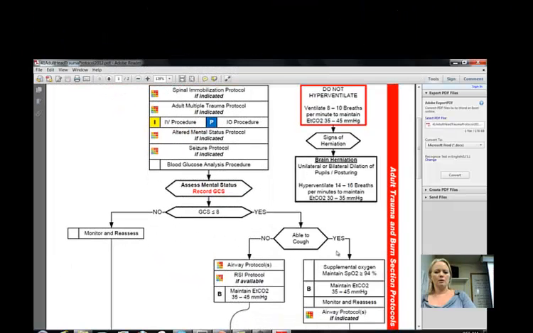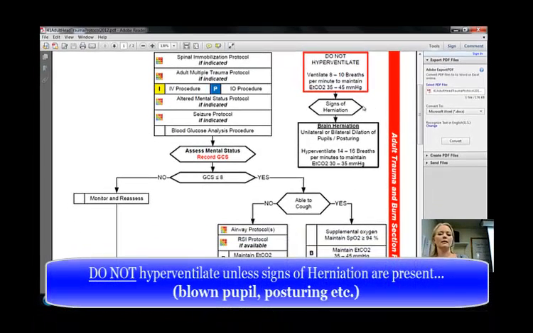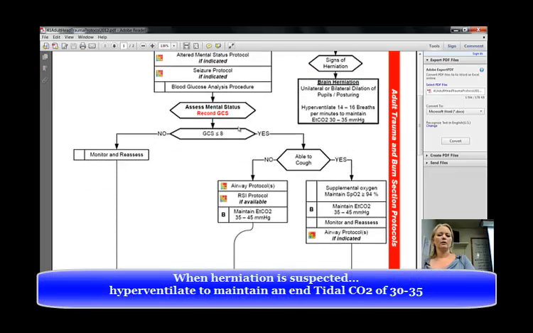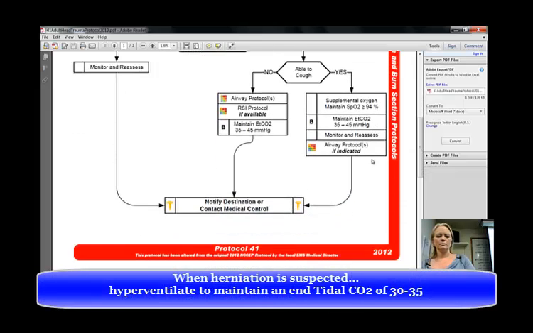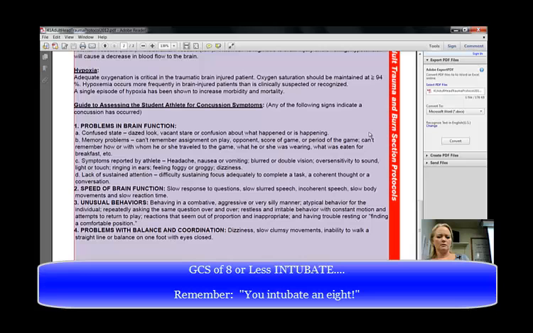Adult head trauma protocol, there's really nothing different on this one either. This is the hyperventilation. This is one where I changed what the state had, even though it wasn't purple, because they had, on one side, do not hyperventilate, and on the other side, hyperventilate, and it didn't make any sense. So it's you do not hyperventilate unless they have signs of herniation. If they have a blown pupil or they're posturing, then you do hyperventilate to an end tidal of 30 to 35. Still intubation for GCS of 8 or less.